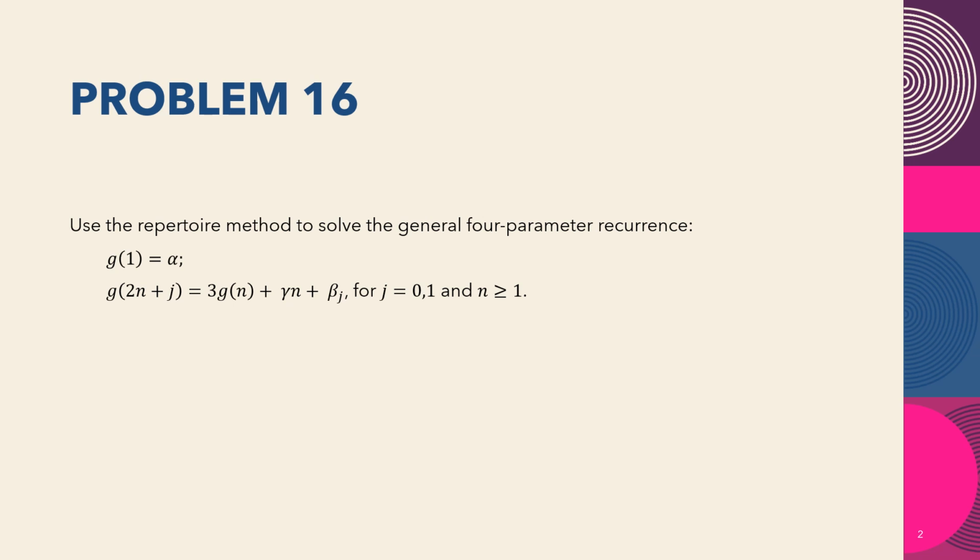So I chose problem 16, which is to use the repertoire method to solve the general four-parameter recurrence. We have g of 1 equals alpha, and g of 2n plus j equals 3g of n plus gamma n plus beta j for j equals 0 and 1, and n is greater than 1.